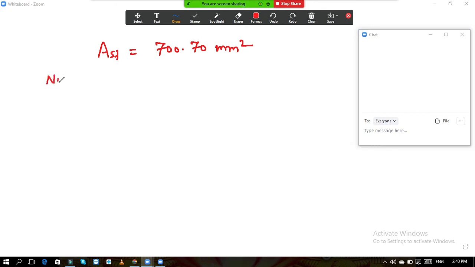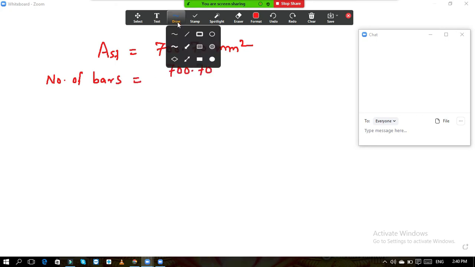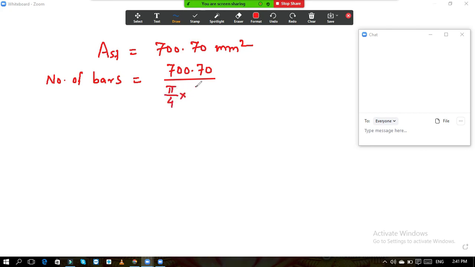So number of bars is equal to 700.70 divided by 5 by 4 into 10 square. So let me know, 8.92. Okay, it is 8.92, which we will round to 9 numbers. 9 numbers. So AST provided now.